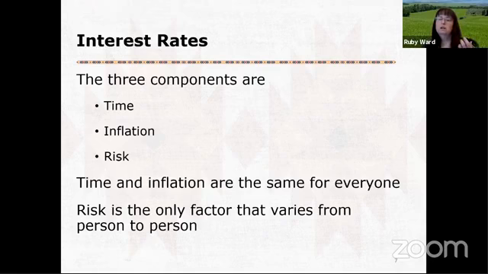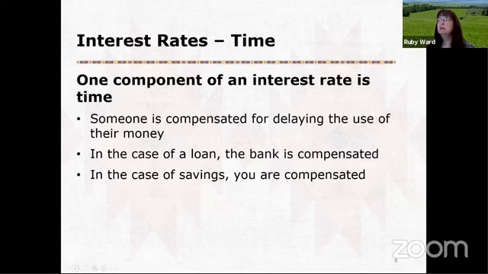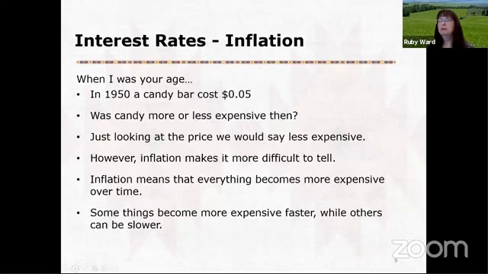The risk is really what's going to cause that rate to vary between people. Time and inflation are what everybody faces the same. We have already talked about the time, so we know that component. And then inflation is the second component.